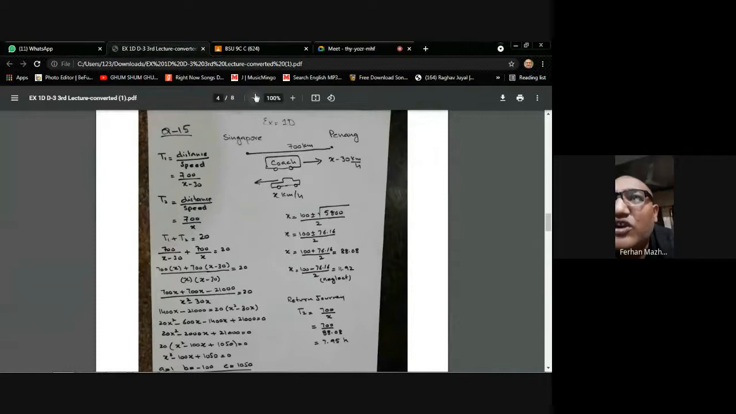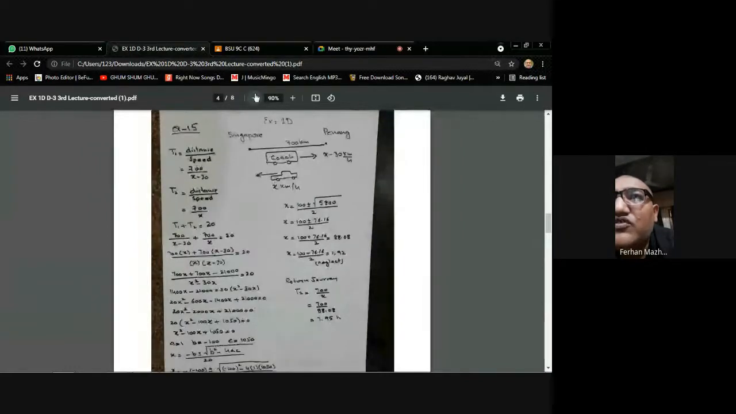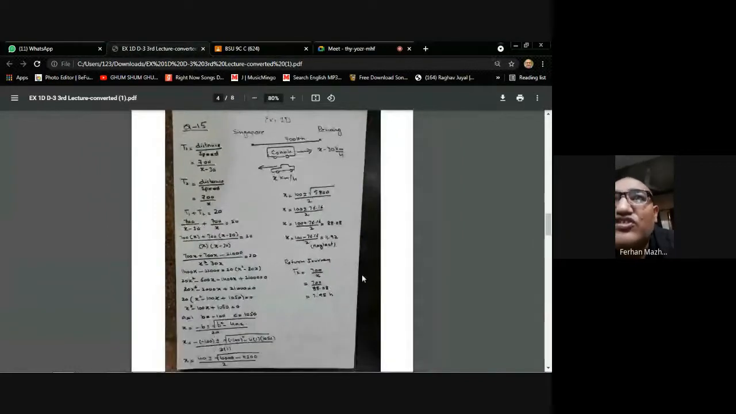So this was question number 15. Let me reduce the size so you can see the whole question at a single glance. Okay, so that was question number 15. Hopefully you have understood. These story sums on quadratic equations come in the paper every year. They are a must part of the paper too.